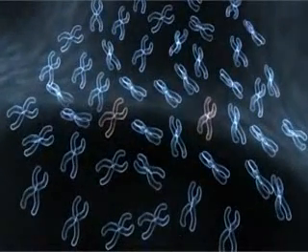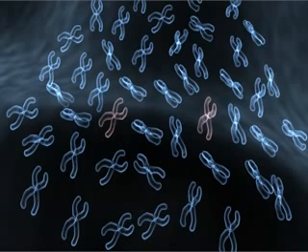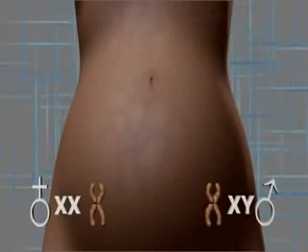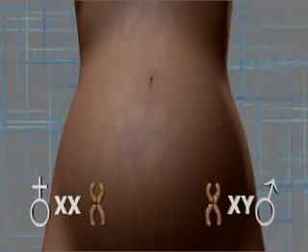A human cell contains 46 chromosomes, 46 being the diploid number. Two of these are sex chromosomes and are designated X and Y. XX are paired in the female and XY in the male.